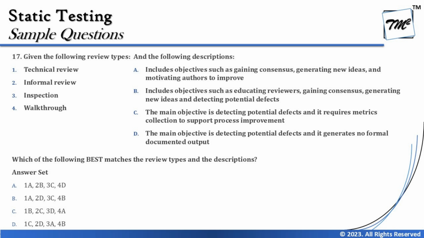Let's go to option 3, that is inspection. Inspection should go to C. The main objective is detecting potential defects, and it requires metrics collection to support process improvement.